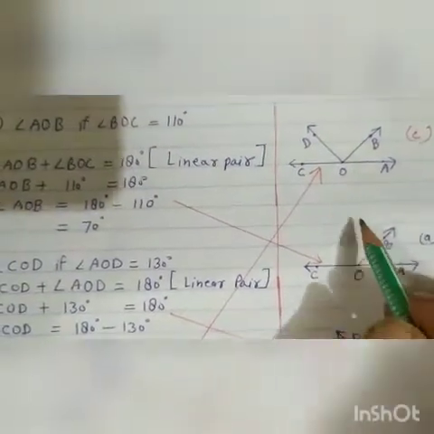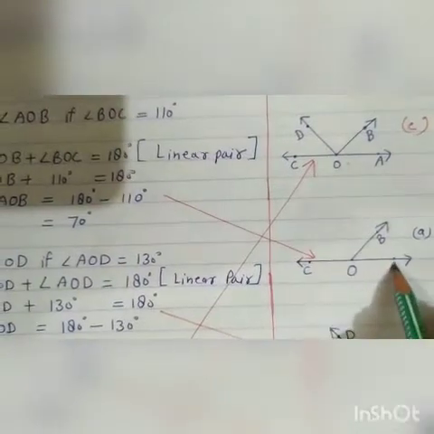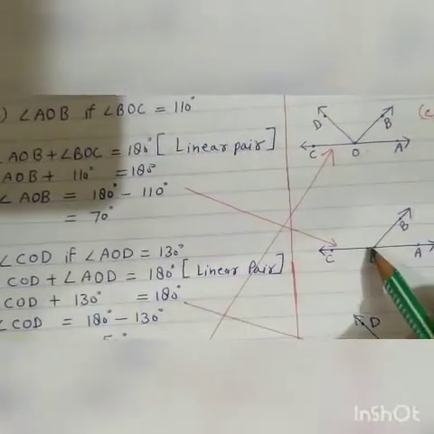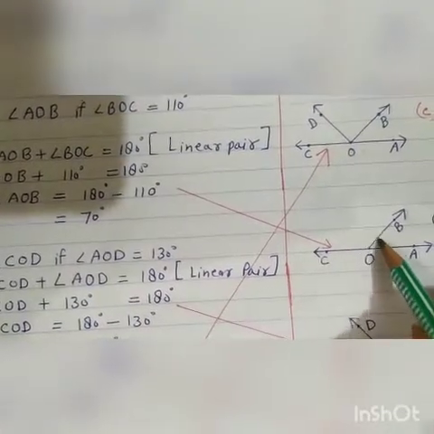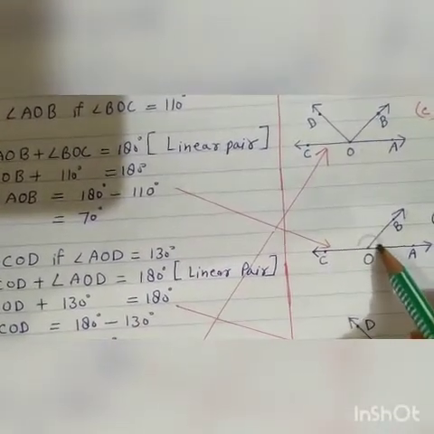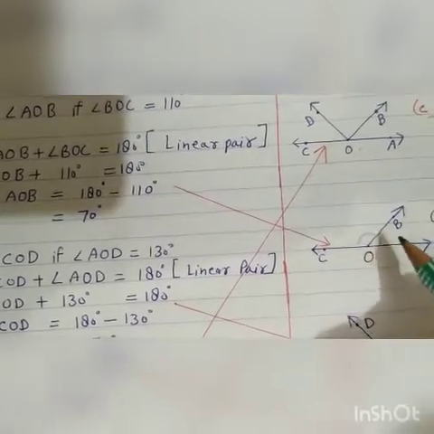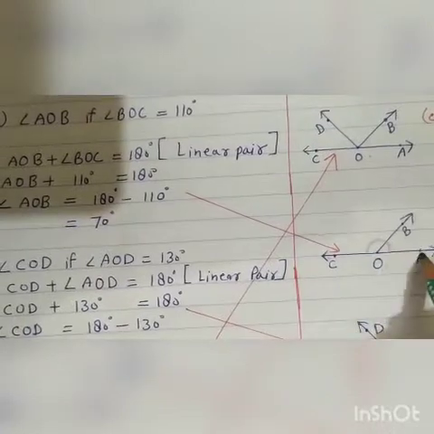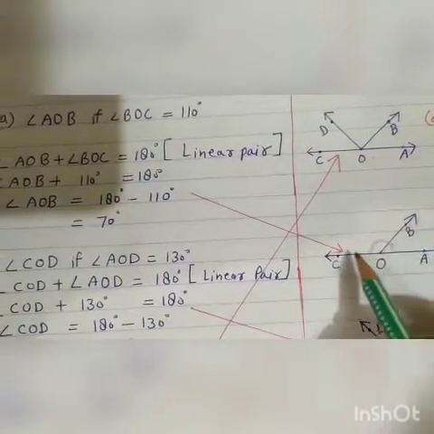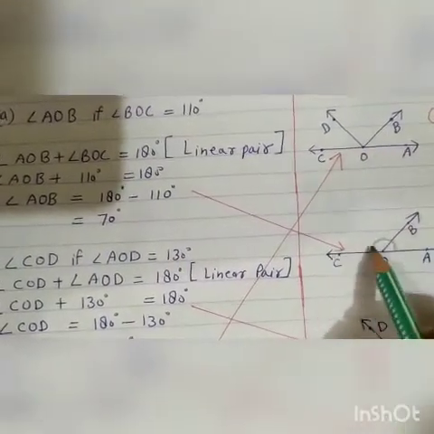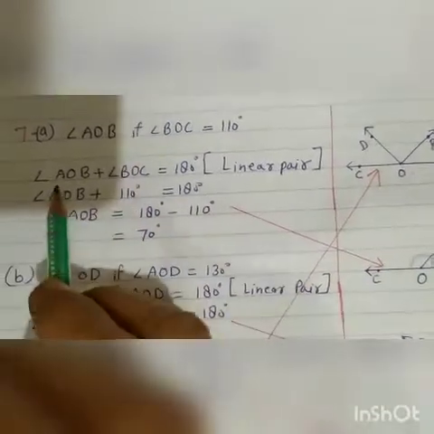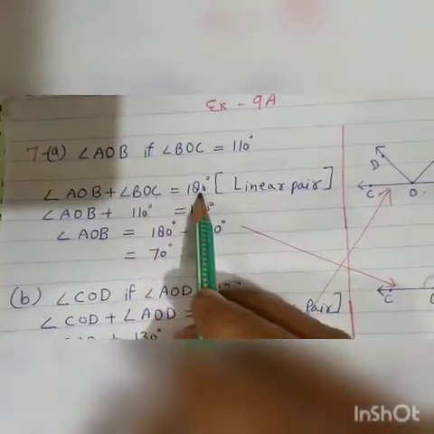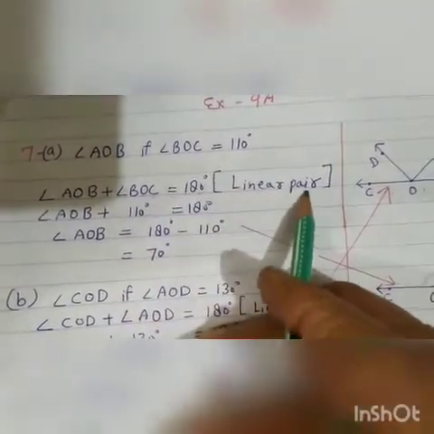So students, you know this COA is a straight line, and this total angle is 180 degree. This 180 degree angle is divided into two parts or two angles. One angle is AOB and other angle is BOC. So if we add these two angles, angle AOB plus angle BOC is equal to 180 degree, that is linear pair.